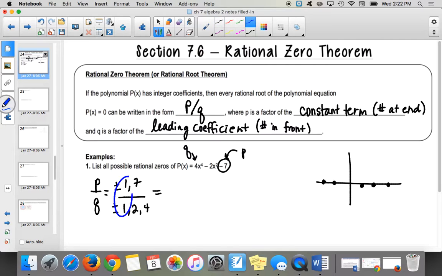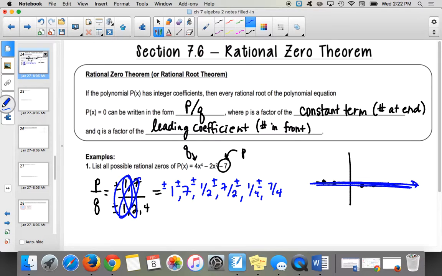I could have 1 over 1, which is 1. I could have 7 over 1, which is 7, right? I could have 1 over 2, right here. I could have 7 over 2, or I could have 1 over 4 and 7 over 4. And all of these are plus or minus. So how many possibilities do I have? You have 12 possibilities because they're positive or negative. But think about the infinite number of numbers on this axis. There are an infinite number of possibilities, and we've eliminated it to 12. That's pretty darn good, right?